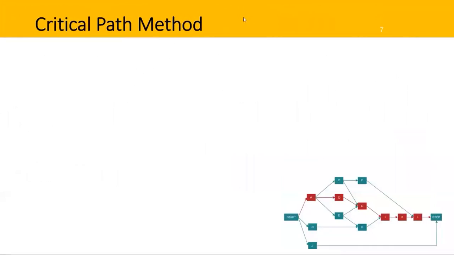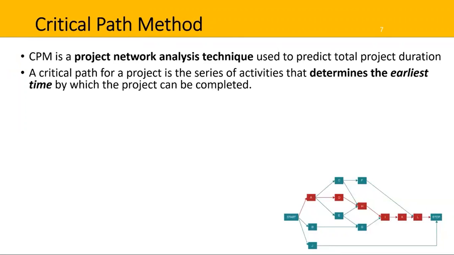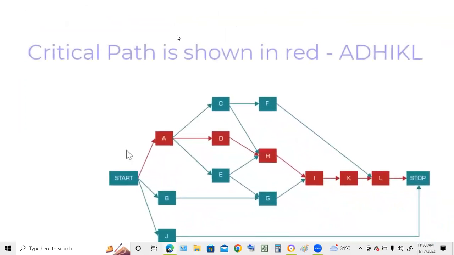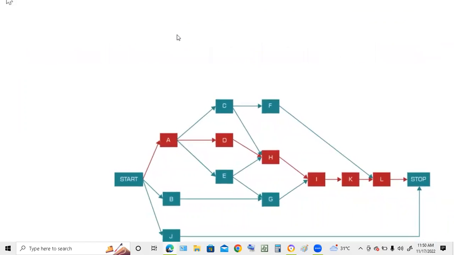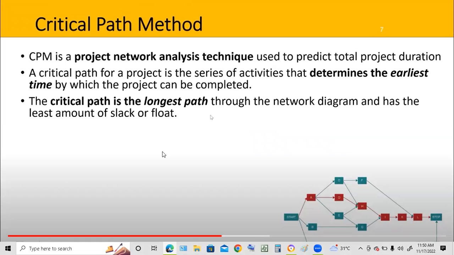Now, an introduction to the critical path method. This is a project network analysis technique used to predict the total project duration, so it tells us the project timeline. A critical path for a project is the series of activities that determines the earliest time by which the project can be completed. The critical path is often shown in red, and for us here it's A, D, H, I, K, and L. The critical path is the longest time through the network diagram and has the least amount of slack or float, or what you might consider spare time.